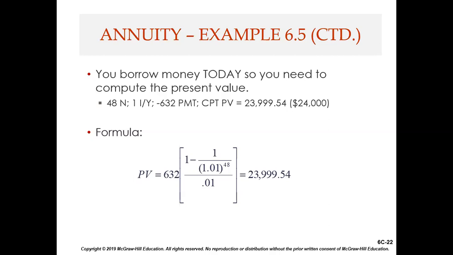Know that whether you use the formula or use your finance functions in your calculator, you will get the same result. And you need to know what you're solving for. We're solving for how much can I borrow today to make $632 in payments each month over the next 48 months, assuming a 1% interest rate per month. Now remember something, what does that translate to in a year? That's a 12% interest rate, because 1% per month times 12. So this is how we could utilize present value and future value to borrow money.